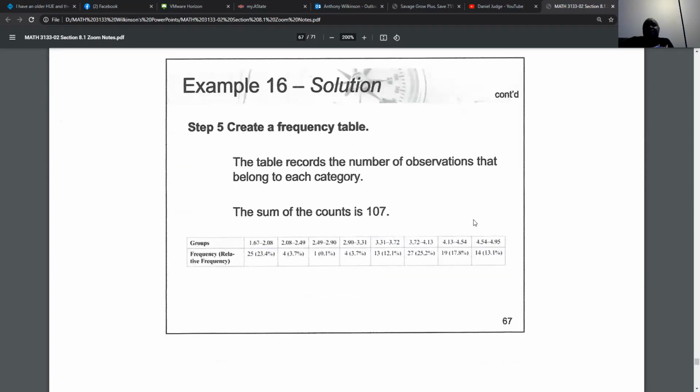And then we create the frequency table. This is what the frequency table looks like. Then they count the frequencies of data values between 1.67 and 2.08, not including 2.08. That's 25. Then 2.08 up to but not including 2.49 would be 4, and so on.